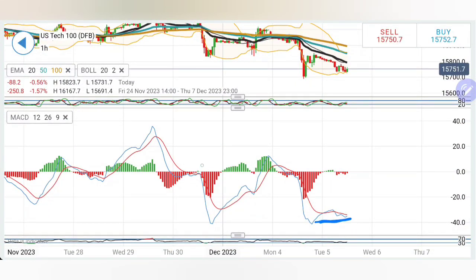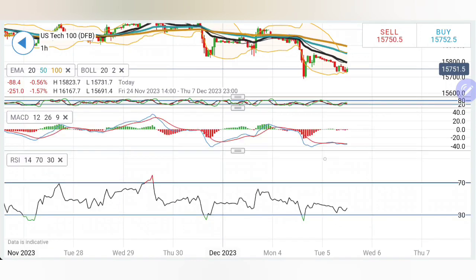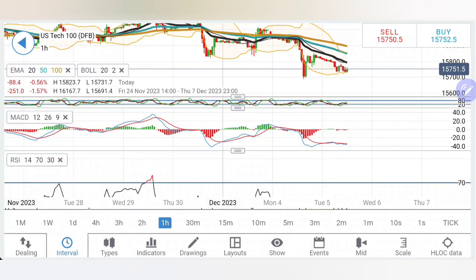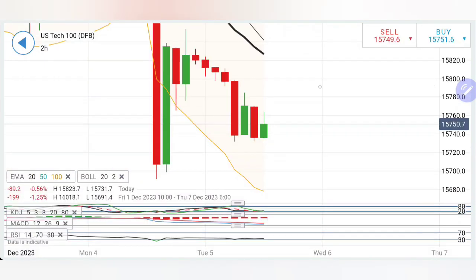It is almost at bottom. On the hourly charts, it has created a wave. It is trying to converge, crossover, but it is still not showing much. RSI at bottom, trying to reverse. Coming to 2-hour charts, see consistent lower highs here.